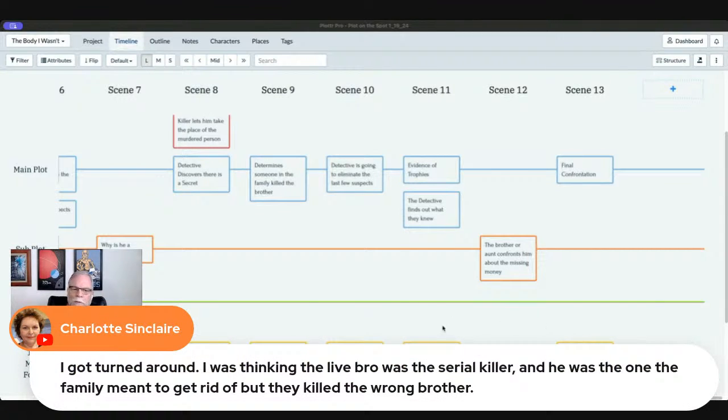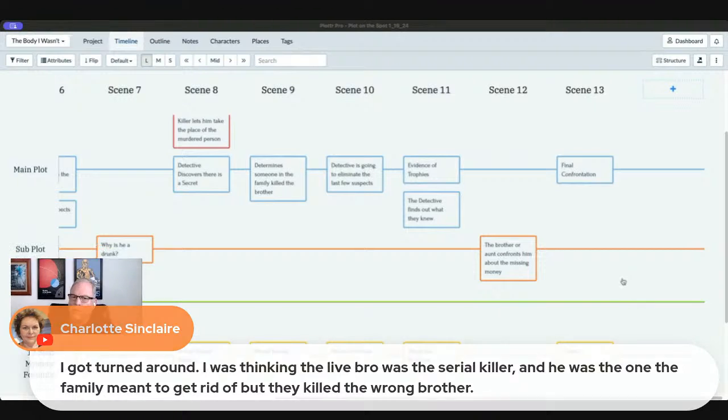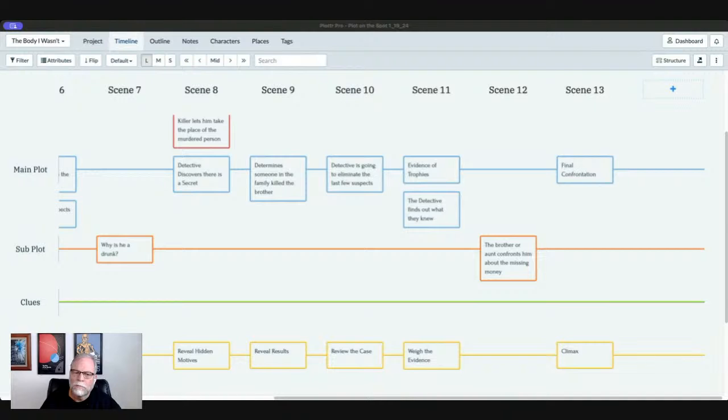Oh, and let me address this really quick. The live brother was a serial killer and was the one the family meant to get rid of, but they killed the wrong one. We actually could do that as well. Okay, so everybody thought that except for me. That's weird. Okay, that's fine. We could actually do that, that they killed the wrong brother. Although when we talk about the trophy clue, that kind of changes that as well, but we could change that. So let's go back and change that. Let's make that work. Okay, this is you guys' story.